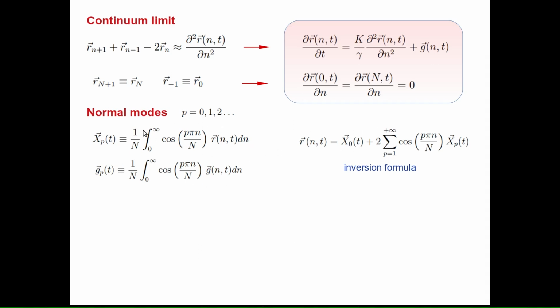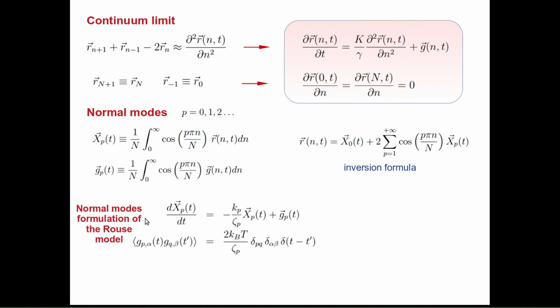So what is nice of these normal modes is that I can transform these Langevin equations and write the equation of time evolution for these normal modes, and these normal modes are independent of each other. So I have p equal 0, 1, 2, an infinite set of equations, but the evolution for x of p depends only on x of p. So by doing this transformation, I simplify the problem a lot. I have to solve these independent equations.